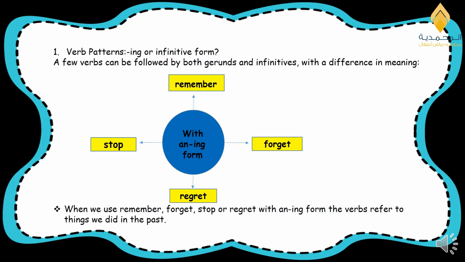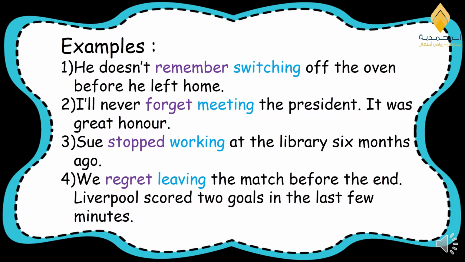When we use remember, forget, stop, or regret with an ing form, the verbs refer to things we did in the past. Okay? Let's see examples together. He does not remember switching off the oven before he left home. Okay? Here I'm talking about something that happened in the past. He forgot, okay, to switch off the oven in the past.